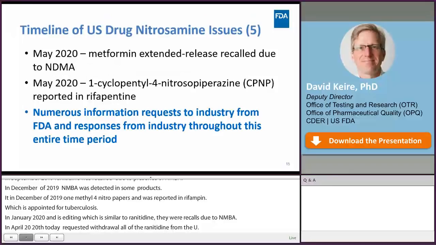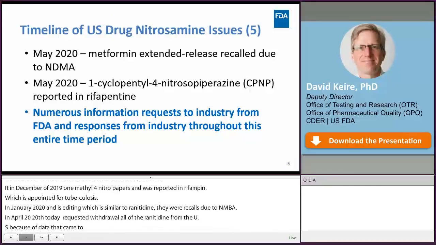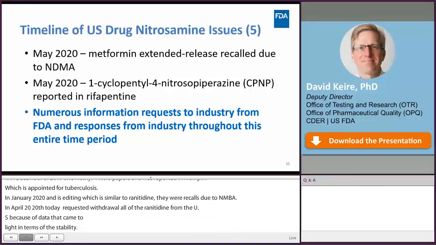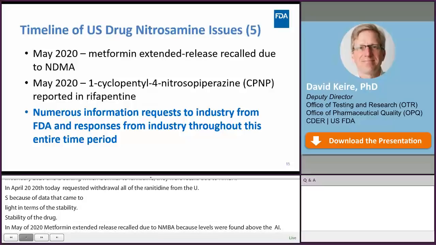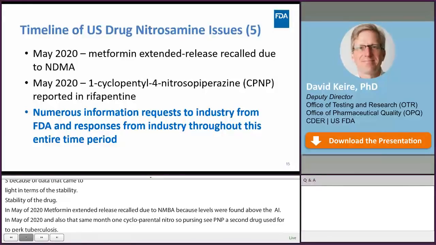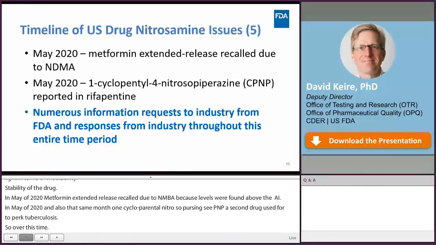In May of 2020, metformin extended release was recalled for NDMA because levels were found above the AI. Also that same month, 1-cyclopentyl-4-nitrosopiperazine, or CPNP, was reported in rifapentine, a second drug used for latent tuberculosis. So over this time period, numerous information requests from the FDA to industry, and responses from industry, occurred. And so obviously a lot of learning was going on on both sides.